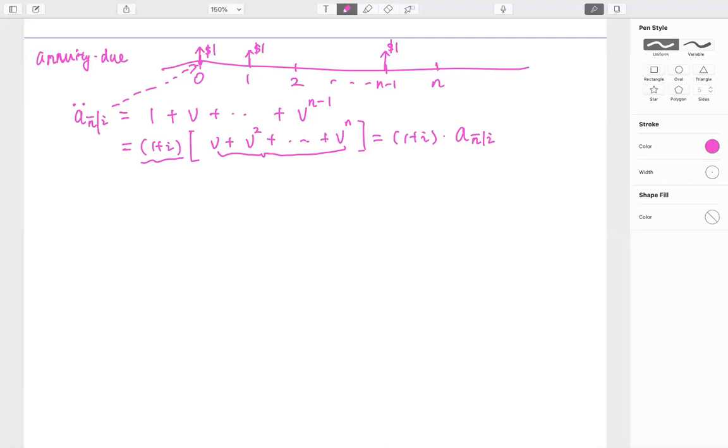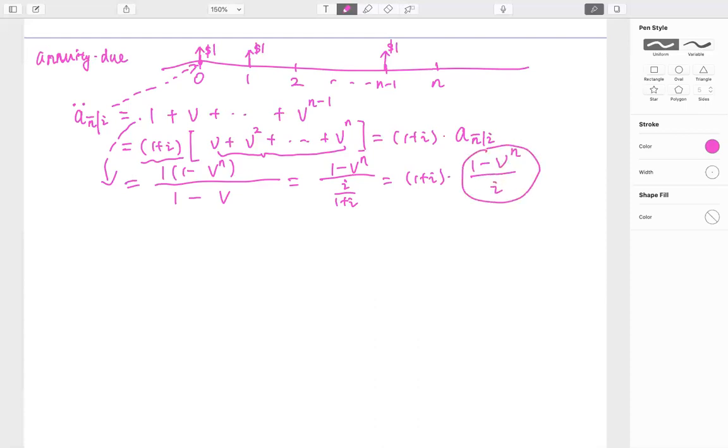Of course, I can directly do the summation from here. It's again a geometric series. So it's 1 minus the common ratio, which is V. My first item is 1, so it's 1 minus V^n, over 1 minus V. If you recall the definition of V, this becomes (1 plus i) times (1 minus V^n) divided by i. This is exactly (1 plus i) times the present value of annuity immediate, right? So it really doesn't matter how you want to see it.